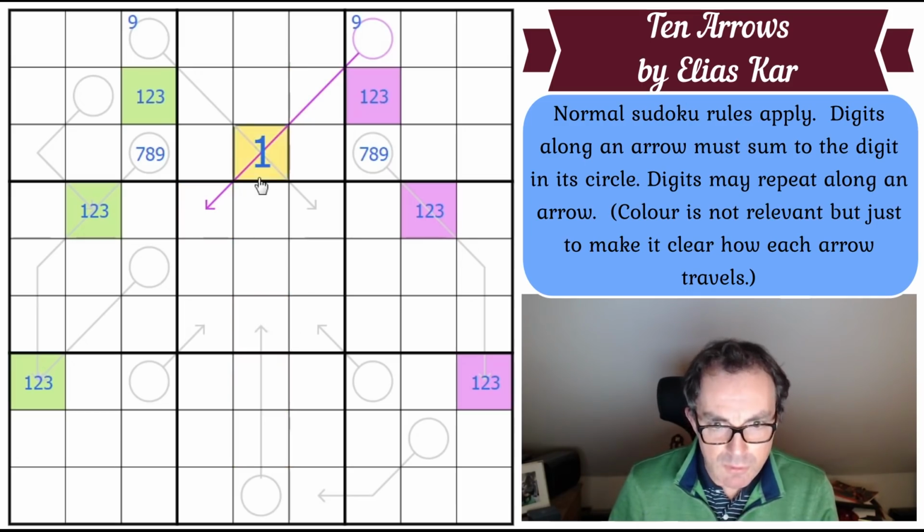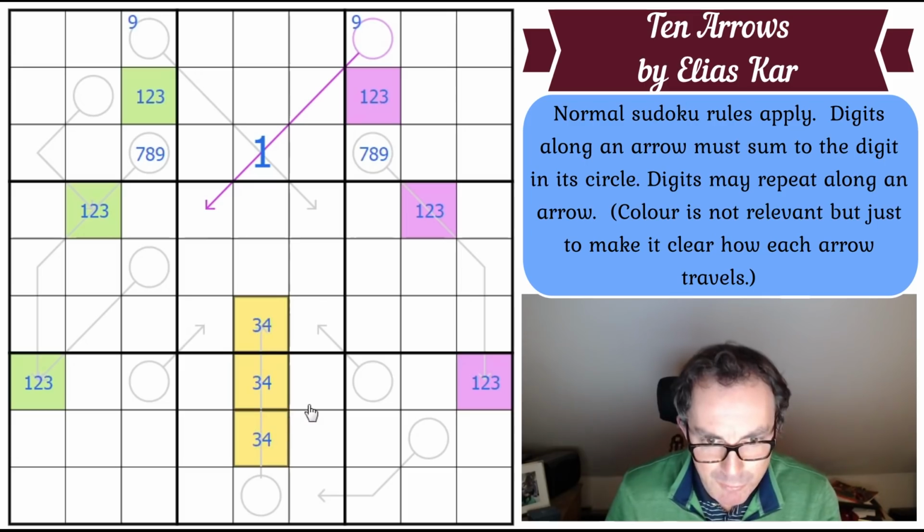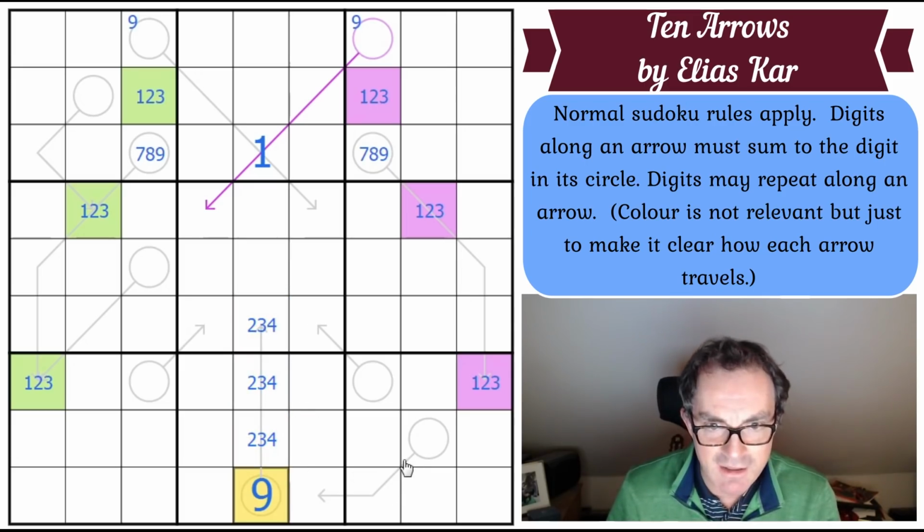But look, the 1 is looking at this 3-cell arrow. So this 3-cell arrow now has to be 2, 3, 4, or it breaks. So that gives me another digit. I've got a 9 here. Now, that might be useful.